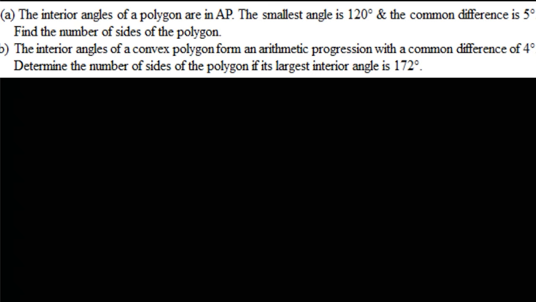Now here the question is, interior angles of a polygon are in AP. So we have a polygon whose interior angles are in AP. The smallest angle is 120 degrees. So A is 120 degrees and their common difference is 5 degrees. So D is 5 degrees. Find the number of sides of polygon. So we have to find number of sides.